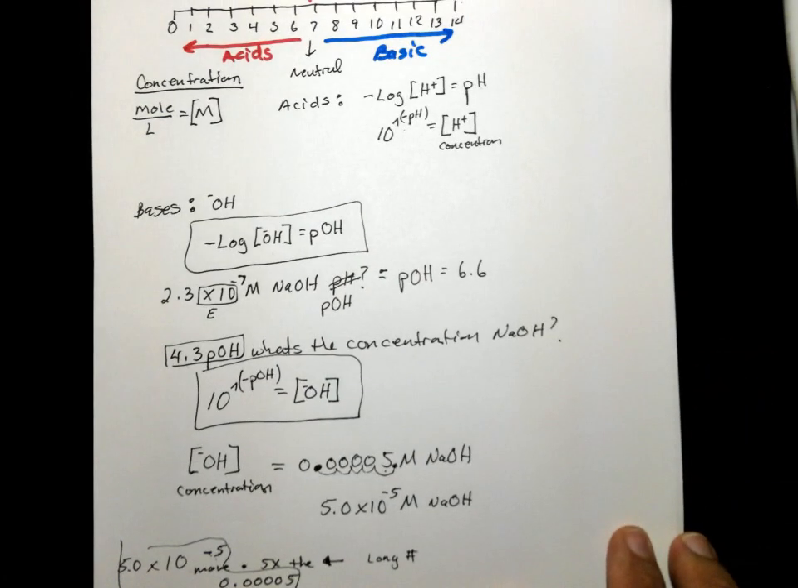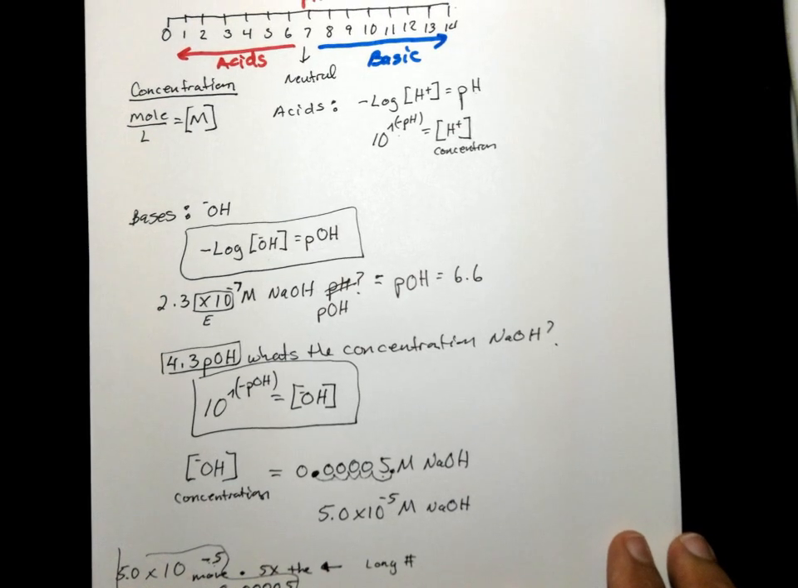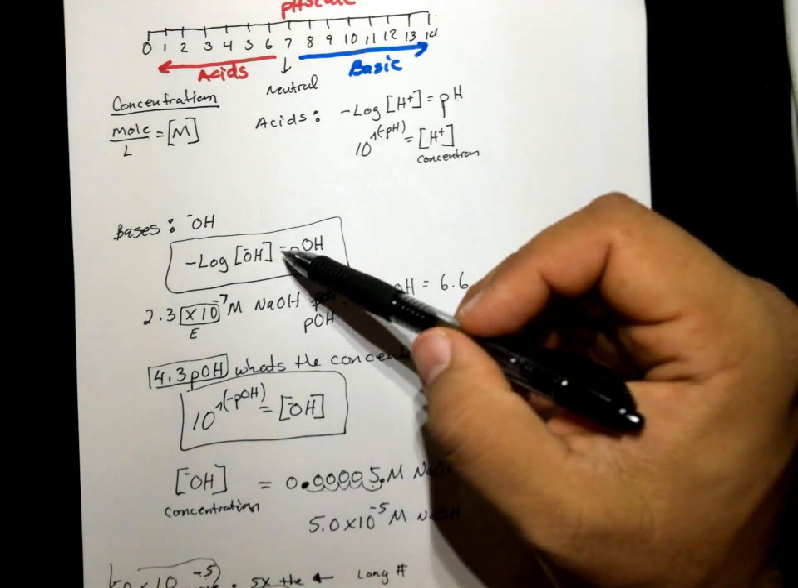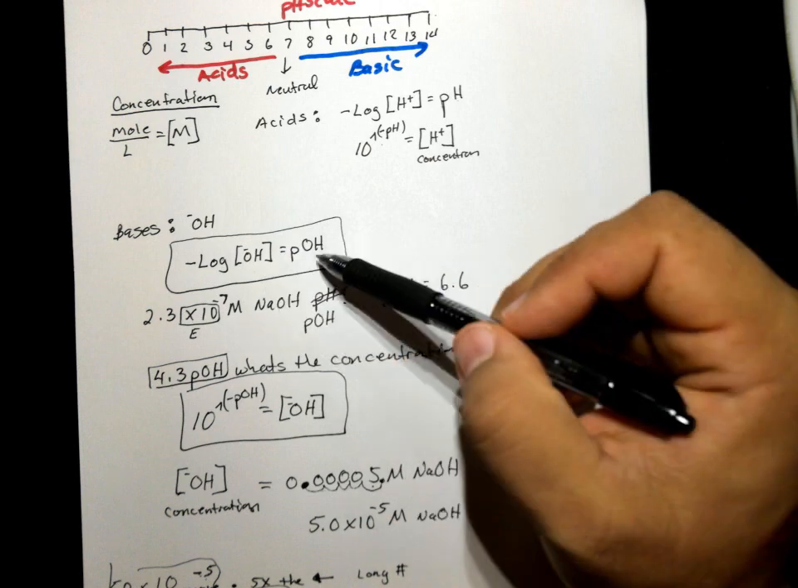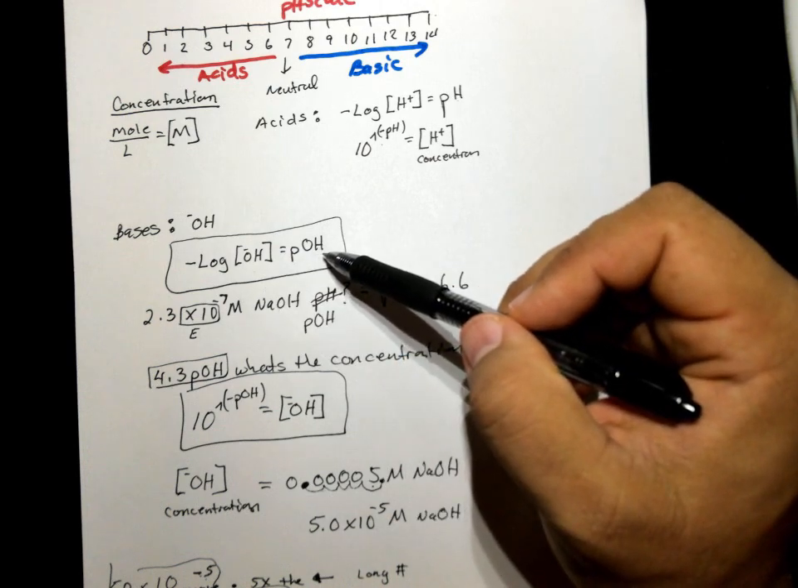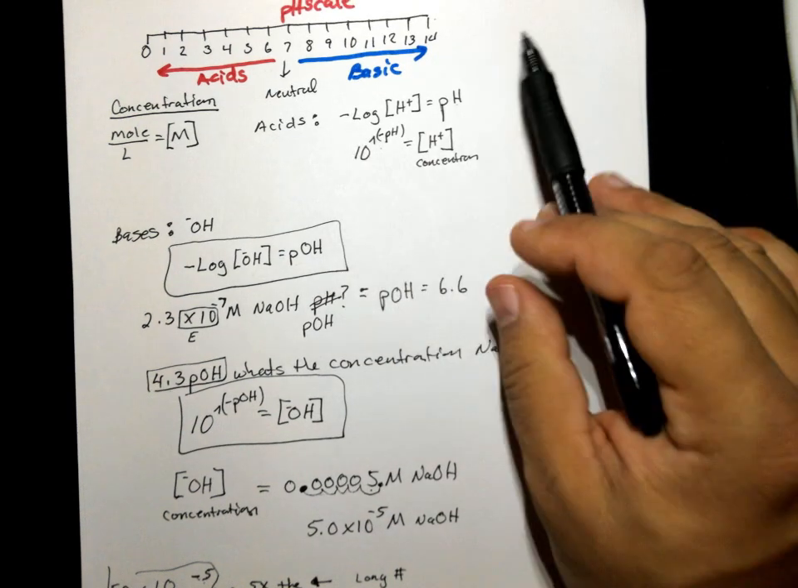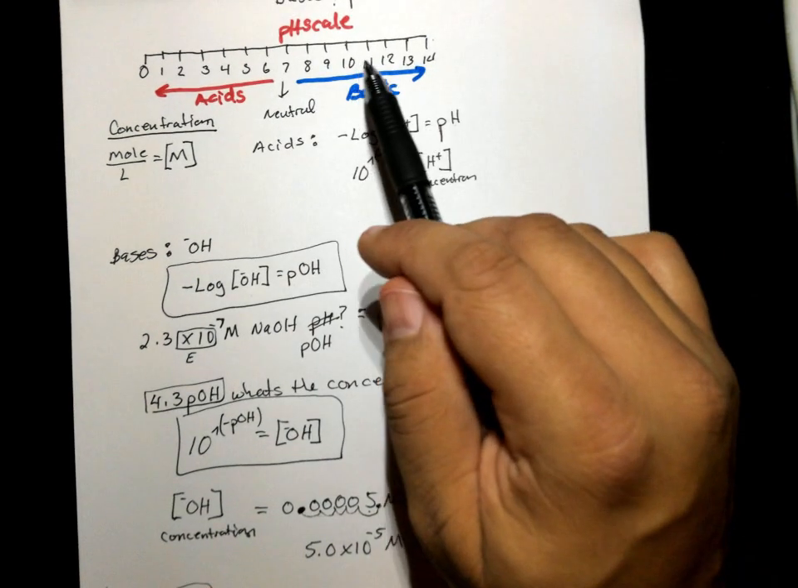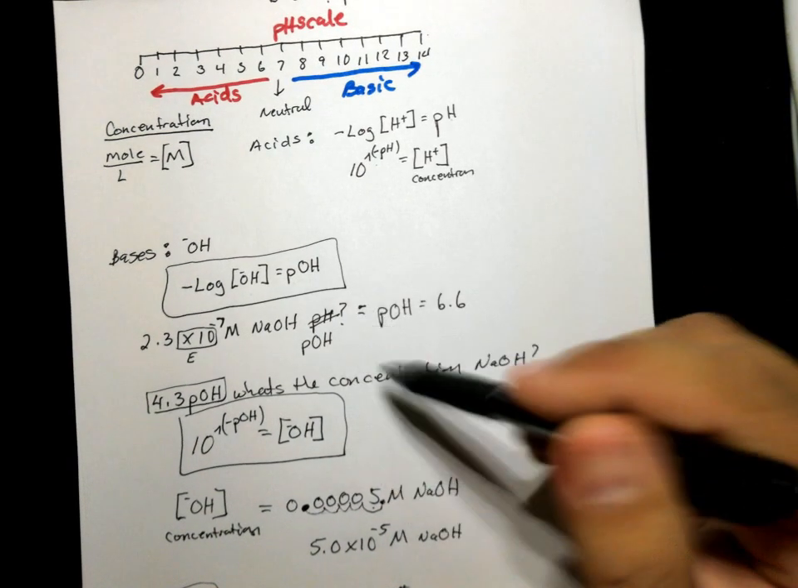So guys, this is bases and pH. As you see, when you do the calculations with bases, it does not give you pH, it gives you pOH. Okay? And remember, you cannot use pOH on the pH scale. It's its own separate thing.